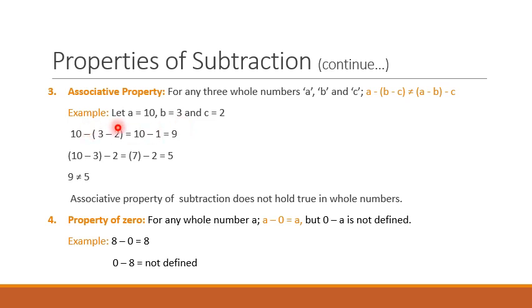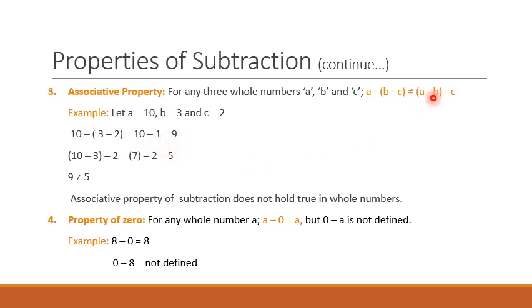Here in this example I have taken a as 10, b as 3 and c as 2. Now let's see the first case, 10 minus (3 minus 2). Here 3 minus 2 is in brackets, so I have to first find its value. 3 minus 2 will give me 1. And then this 1 is subtracted from 10. So 10 minus 1 gives me 9.